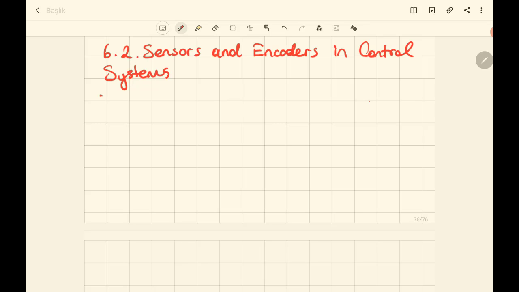Okay, let's continue from sensors and encoders in control systems. Sensors and encoders are important components used to monitor the performance and for feedback in control systems. For this, let's start from the potentiometers. 6.2.1 Potentiometers.